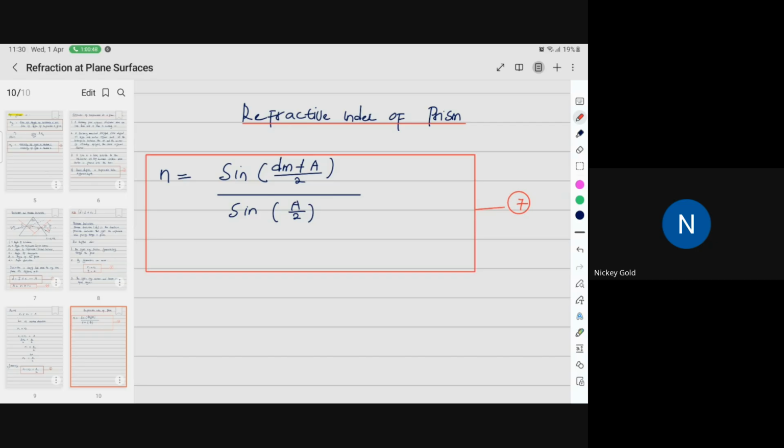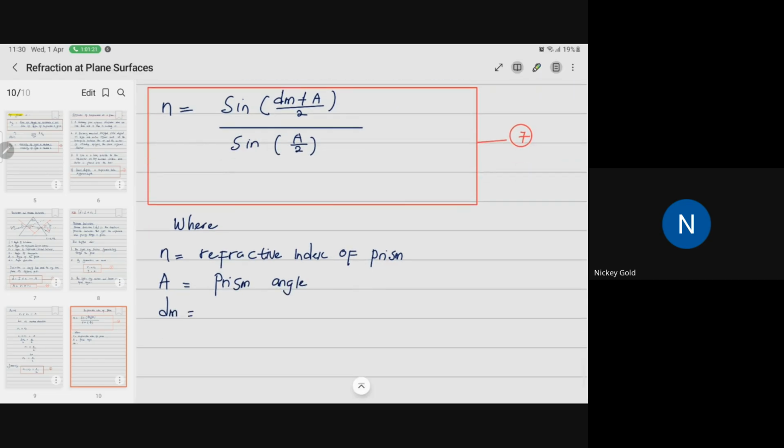Remember that n is the refractive index of the prism, A is the prism angle or the angle of the prism, and dm, I've explained how to estimate it, is the minimum deviation.